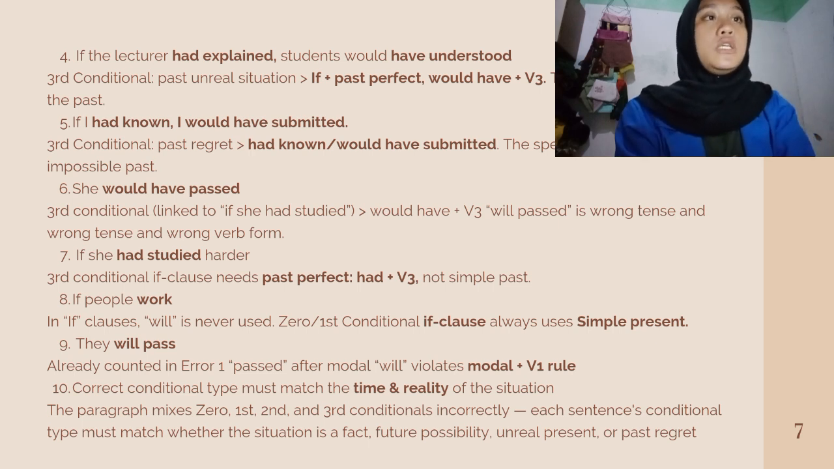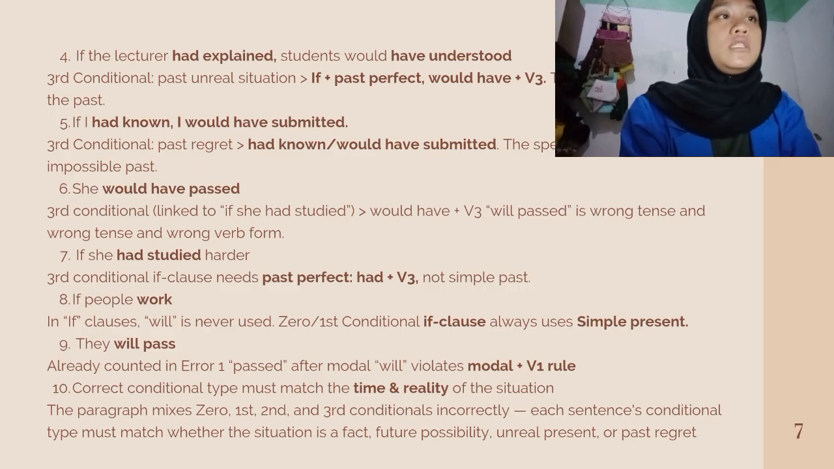Number 6, "she will pass it" should be "she would have passed it," if she had studied. This is a third conditional. Number 7, "if she studied" should be "if she had studied." The third conditional if-clause needs the past perfect.